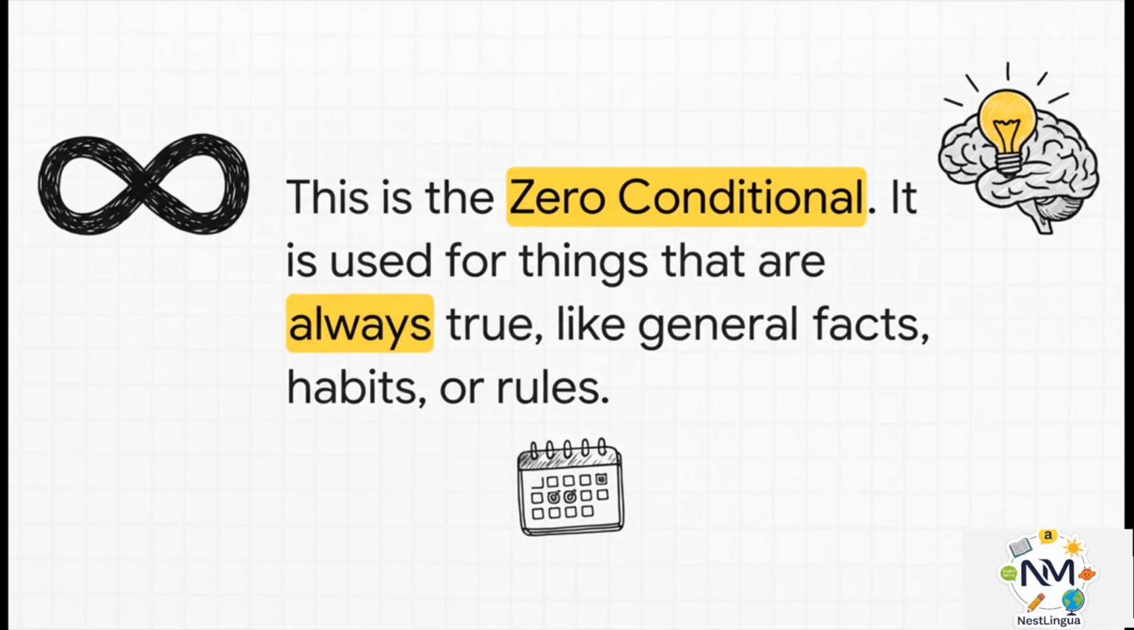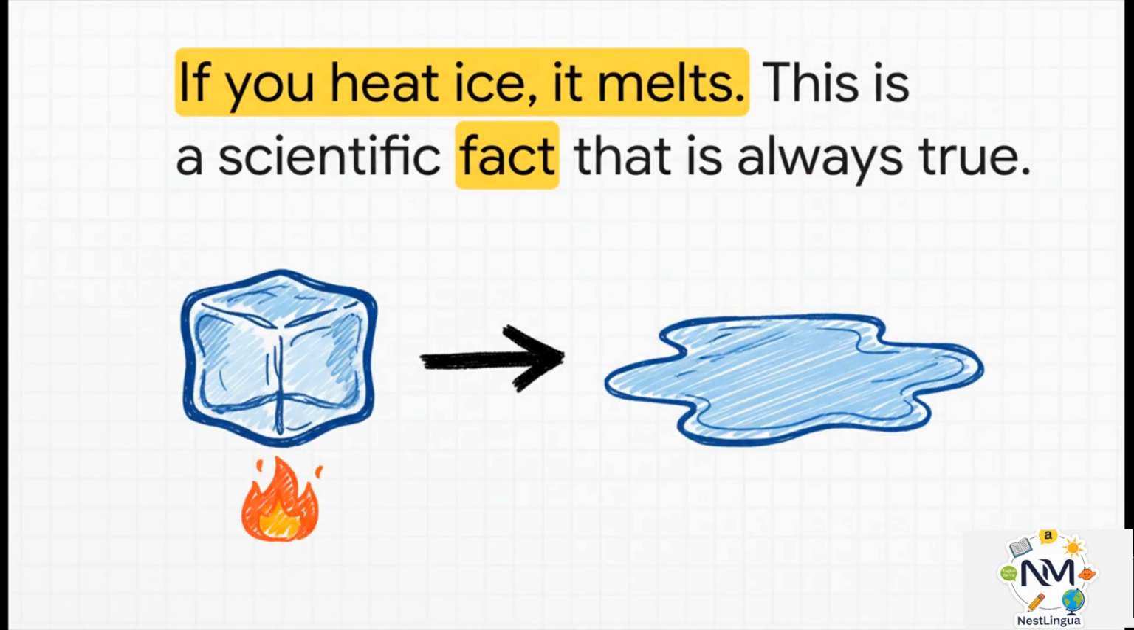Okay, let's start with our first type. I like to call this one the always true rule. You might know it as the zero conditional. We use this one when we're talking about things that are just facts, general truths or habits that are always predictable. This example makes it totally clear. Let's take this sentence, if you heat ice, it melts. This isn't just a possibility, right? It's a scientific fact. It's always true. And that's exactly why both heat and melts are in the present simple tense.